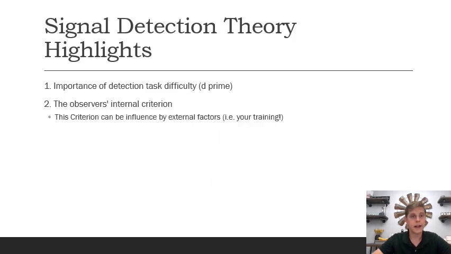So a couple of highlights so far. Signal detection theory highlights that the importance of the detection task itself is paramount. So that D' is absolutely paramount to what kinds of performances you're going to see. And then subsequently, that observer's internal criterion is going to be really important, because that's going to influence that balance between your false alarms and your misses. And that criterion can be influenced by a variety of external factors in your training.